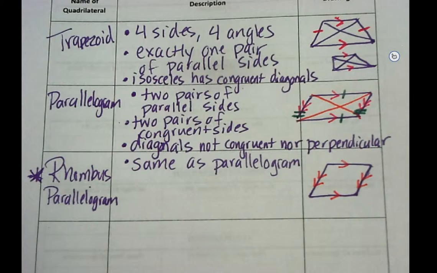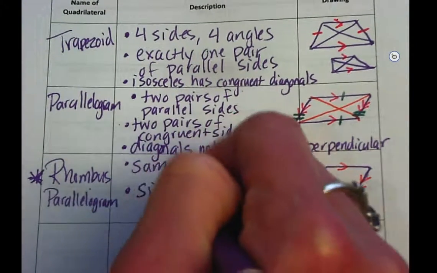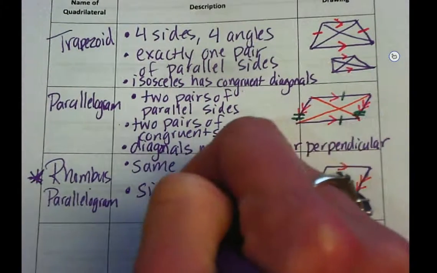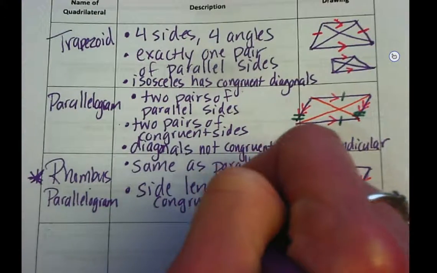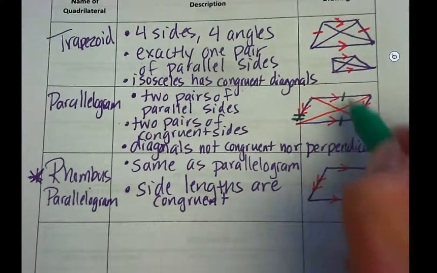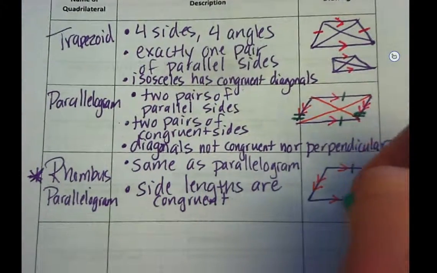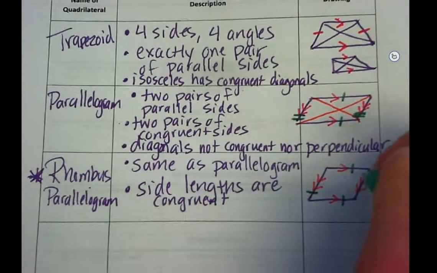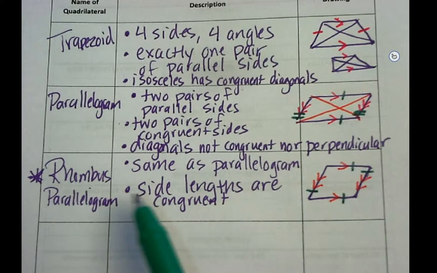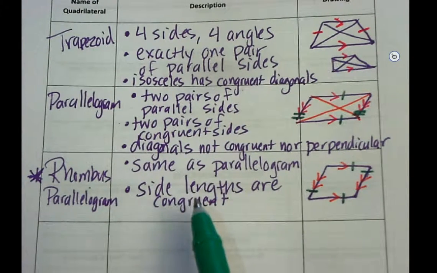Congruent. So what makes it special is the side lengths are congruent. We're going to show that the side lengths are congruent. We don't have to do two 1 dashes and two 2 dashes. We're going to make them all 1 dash to show that the side lengths are all congruent. They're all the same. That's what makes it a rhombus. It's a parallelogram where all the side lengths are congruent.